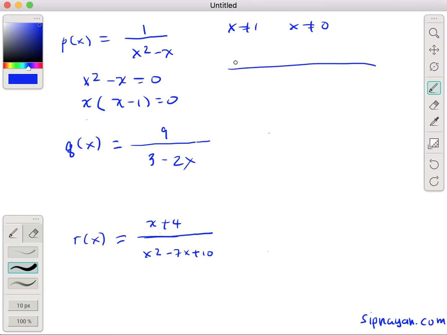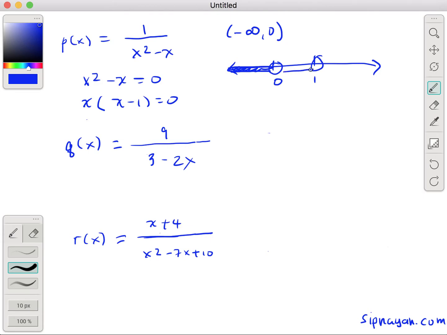So, we have the number line para madali maintindihan. Ito yung ating 1, ito yung ating 0. Baliktad. Ito yung ating 0, ito yung ating 1. And, bawal itong dalawang yan. So, yung by interval notation, mula tayo sa kaliwa, we have from negative infinity up to 0. Ang part na yan. So, that's from negative infinity to 0. Hindi kasama yung 0, kaya parenthesis siya.